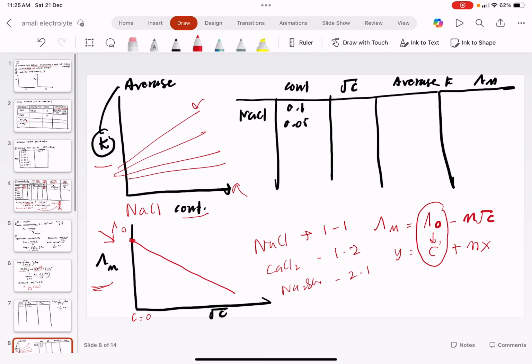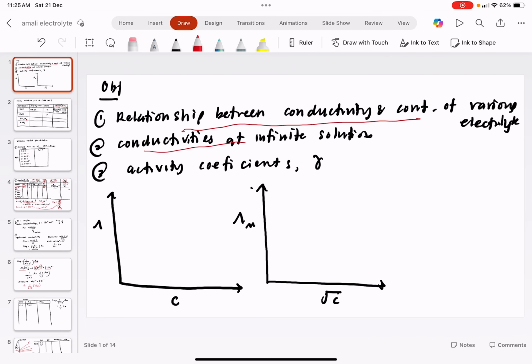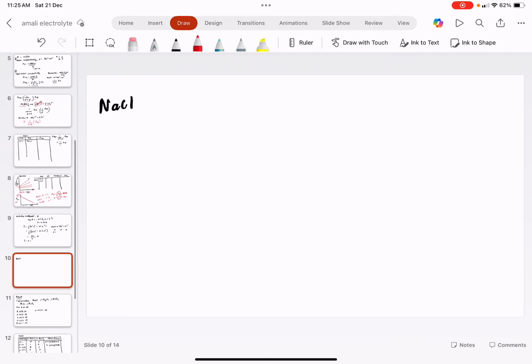Now we go to the third objective, the activity coefficient. How can you determine the activity coefficients? This has been discussed in the lectures. You know that by using the Debye-Huckel limiting law, you have log γ equals negative A Z plus Z minus times the square root of I. Using this equation, you can determine the activity coefficients.